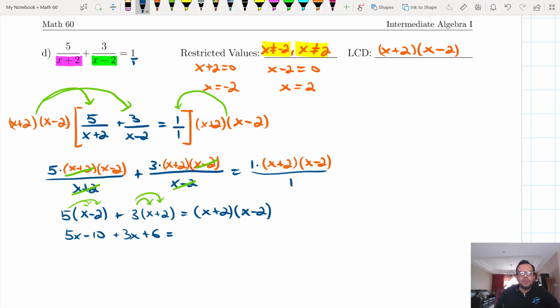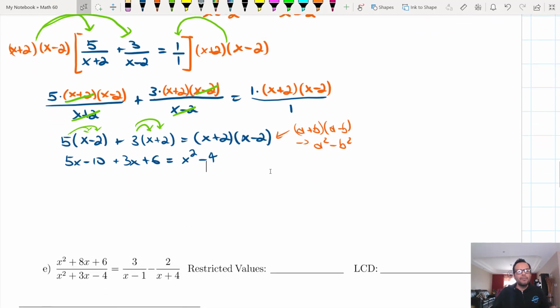And that will be equal to, notice this is a difference of squares on the right hand side. This is of the form a plus b times a minus b, which all we do is square the first guy minus square the second guy. In this case, we are going to have x squared minus 4. Okay, let's keep moving on to solving this equation.